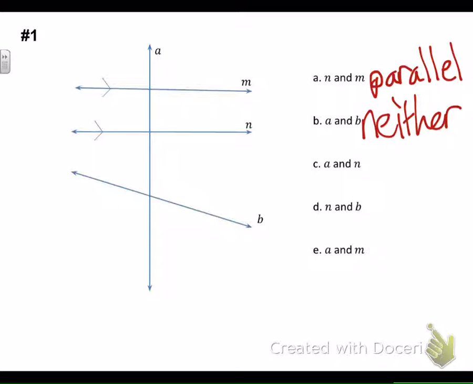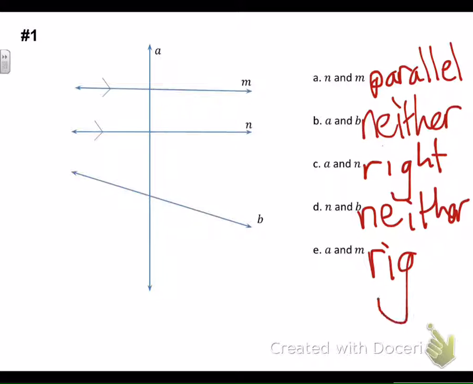A and N, I think on your paper it has a box on it, so it should be a right. N and B are neither. A and M, I think on yours it has a box on it, like a right angle.